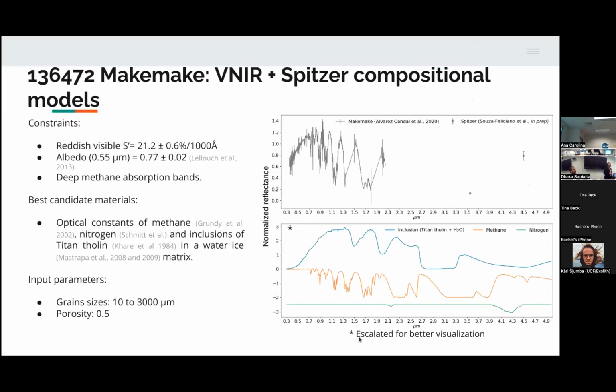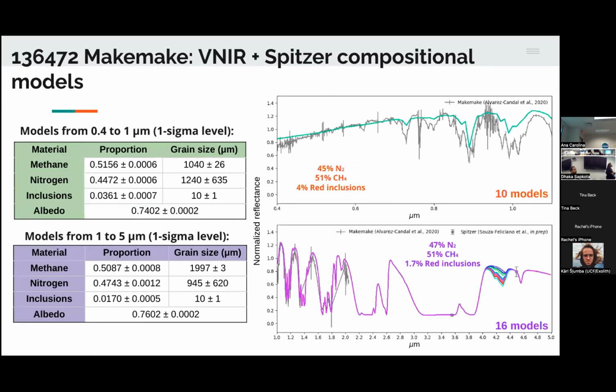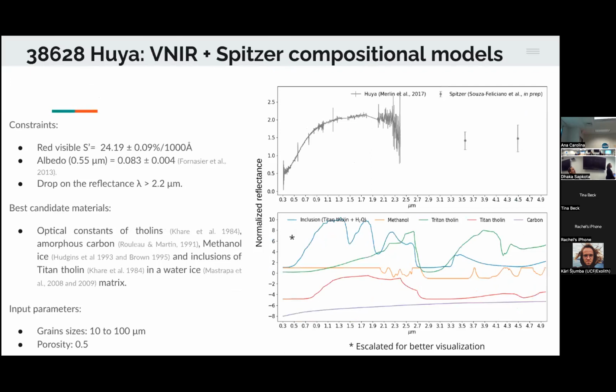Makemake has almost the same constraints as Eris. For Makemake, as it has a little bit more red visible spectral slope, we need a little bit more of the inclusions, but different from Eris, we need more methane than nitrogen to model the data of Makemake.